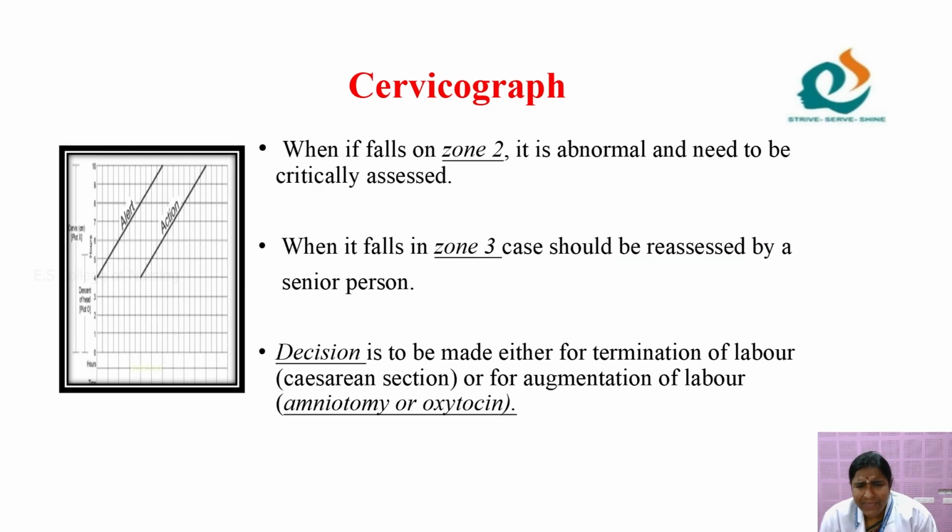Here we again divide the zones. Left to the alert line is zone 1, right to the alert line is zone 2, and beyond the action line is zone 3. When the cervicograph falls right to the alert line, we have to critically assess what changes are taking place, what the problem is, and why the progress of labor is not occurring. If the cervicograph falls on the action line, immediate action should be taken by the senior person, either terminating the labor by cesarean section or augmenting labor by amniotomy or oxytocin infusion.